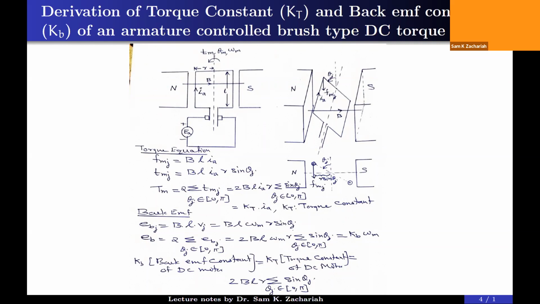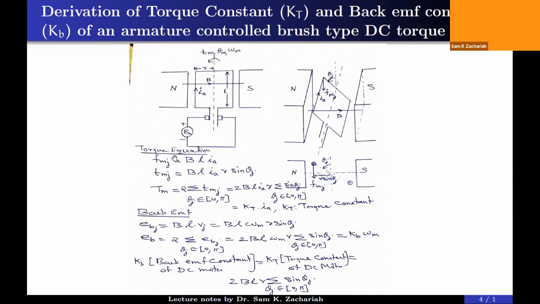This is the model of a brush type motor. It is also called an armature controlled motor, because this is known as the armature coil, and we are controlling the torque generated by controlling the current through the motor coil.